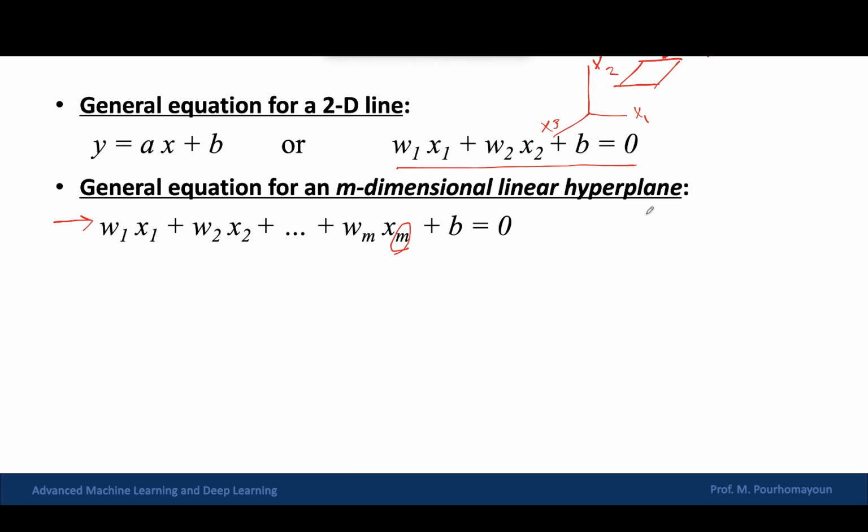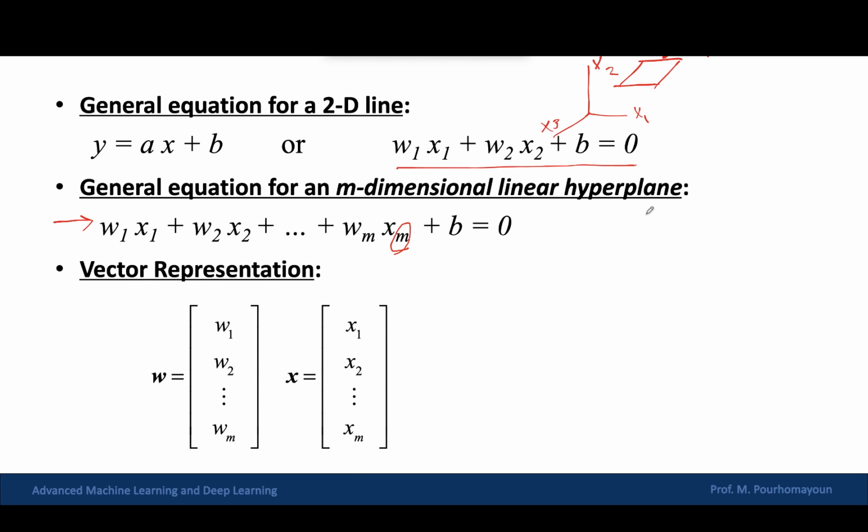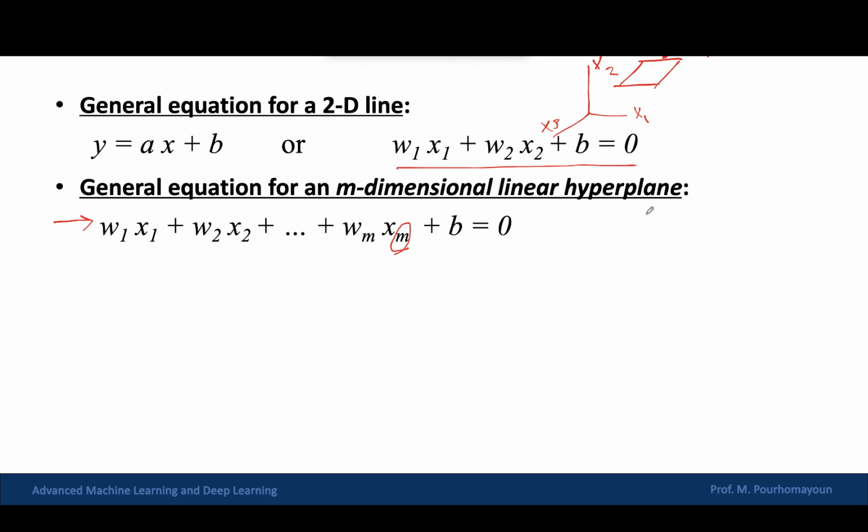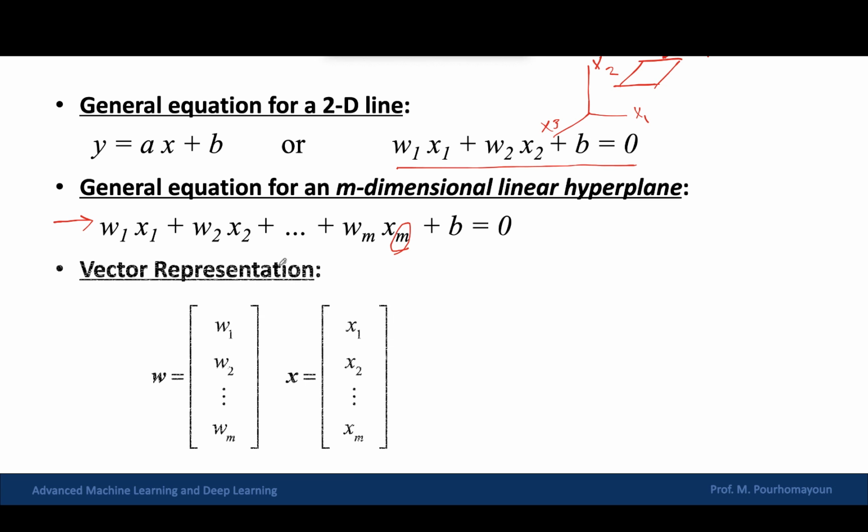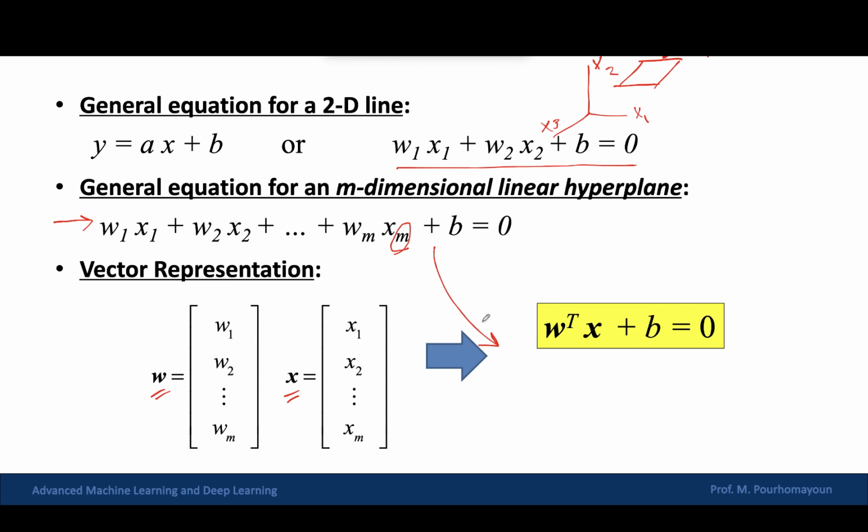So now, again, like before, to make it simpler, I use the vectorized version of that. And because of these reasons, I needed to review vectors. So I put all of these weights into a vector, and all of those features into another vector. I call it W, I call this X. And if I want to make this equation, a vectorized version of that will be this, okay?